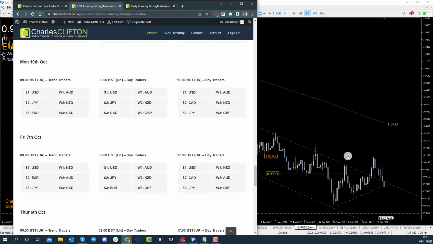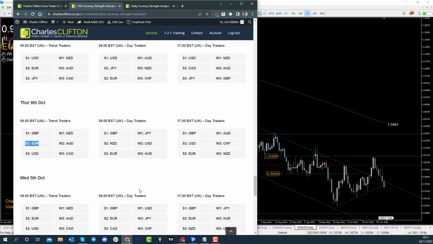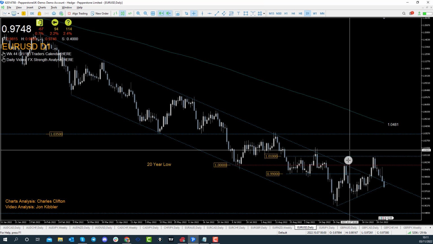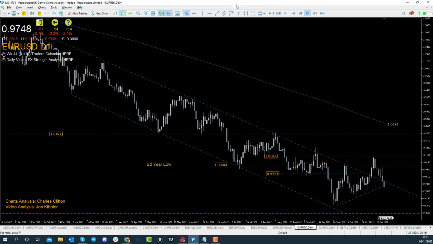If I just highlight this little area in here, if I go all the way back down, you can see the 3rd of October. If I just jump over to Euro US dollar and highlight to you the 3rd of October, okay, which is around about here. This is where the tables tell us to stop looking for Euro US dollar short.